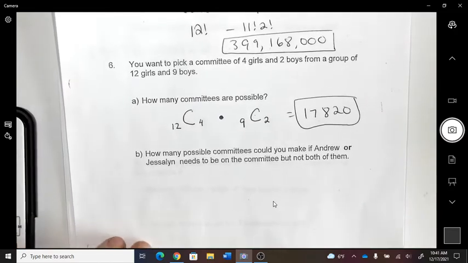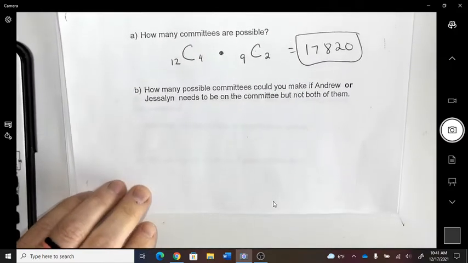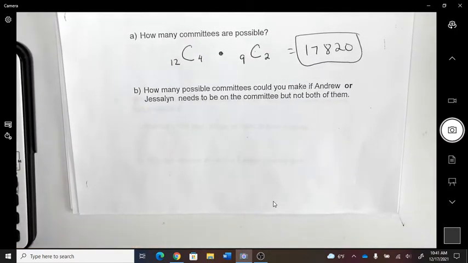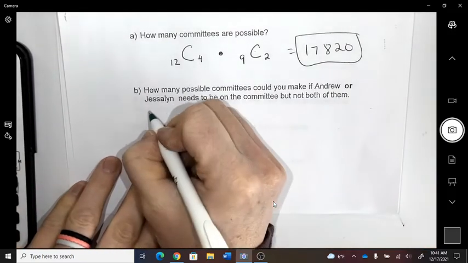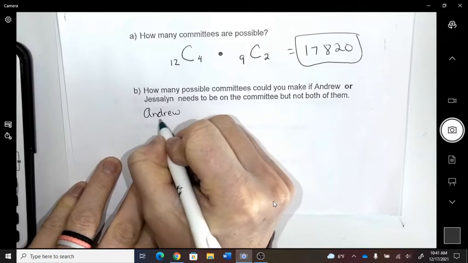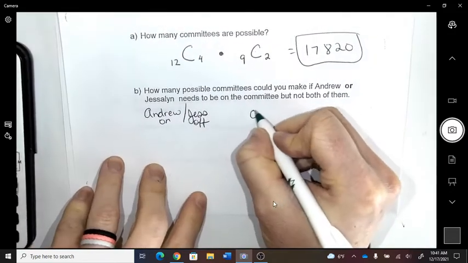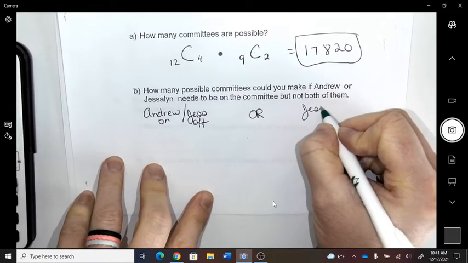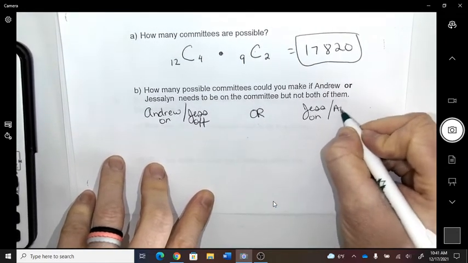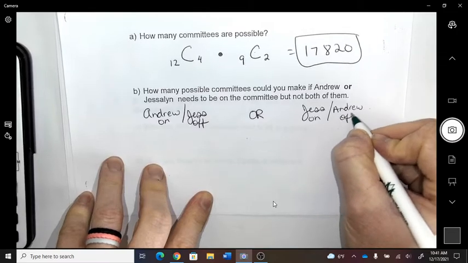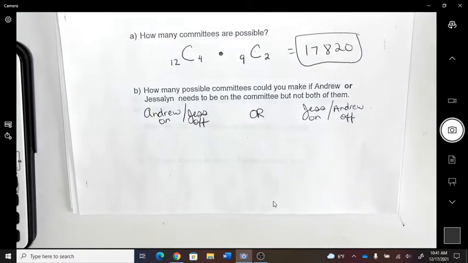Okay, letter B. How many possible committees could you make if Andrew or Jesslyn needs to be on the committee, but not both of them? Okay, so this one is different scenarios. You could have Andrew on, which would mean Jess is off, or Jess is on, Andrew would be off of that committee. So those are the scenarios that could happen.